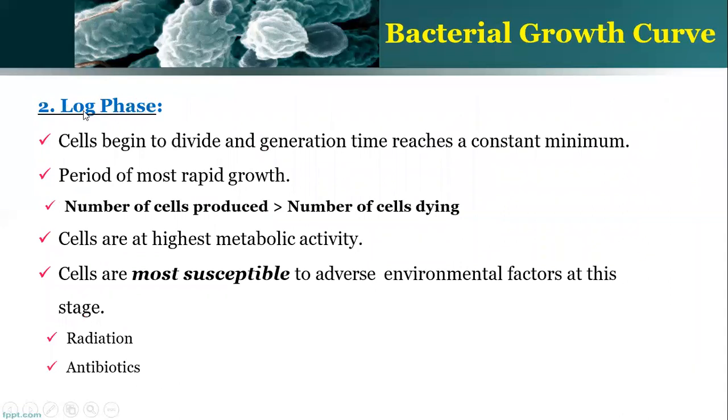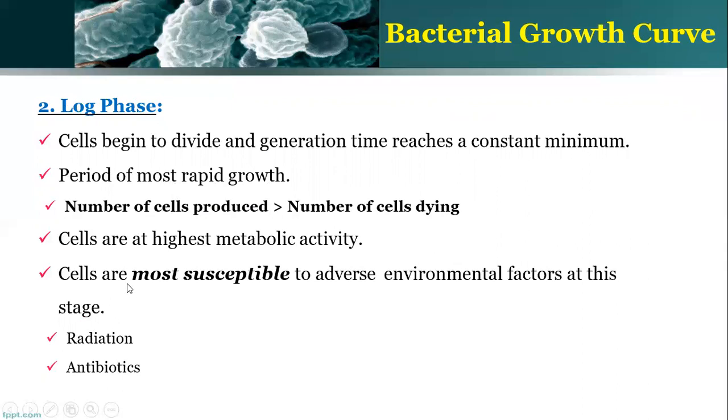So next, after starting to utilize the nutrients and adjusting to the new environment, the bacteria undergo log phase. That is, the cells divide rapidly and the generation time reaches a constant minimum. And this is a period of rapid growth. Here, the number of cells produced is more than the number of cells dying. So considering there is no cell death, all the cells are in growing stage. And the cells are at high metabolic activity in log phase.